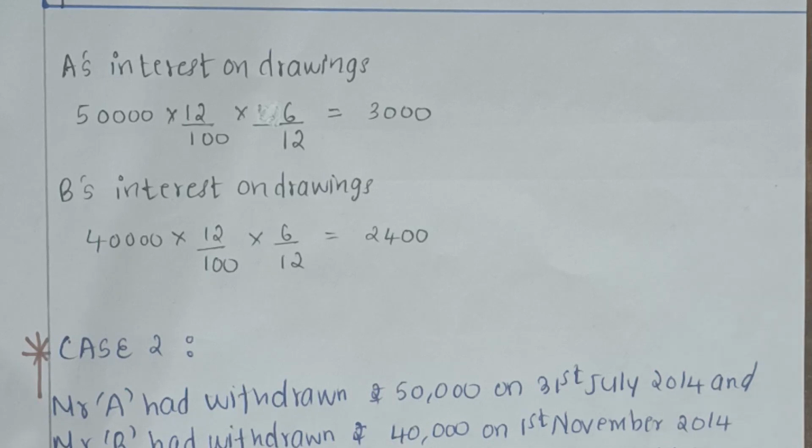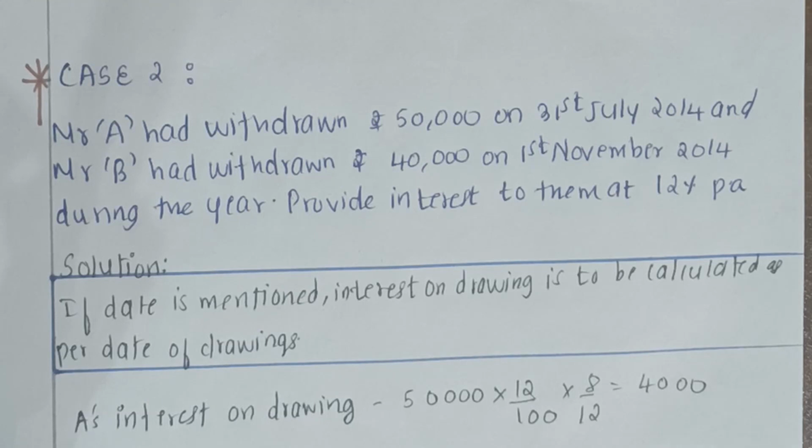I hope you all have understood this. Whenever the date on which the drawings took place is not mentioned, we will multiply by 6 by 12. So this is case 1. Moving forward to case 2, Mr. A had withdrawn rupees 50,000 on 31st July 2014 and Mr. B had withdrawn rupees 40,000 on 1st November 2014 during the year. Provide interest on drawing to them at 12% per annum.